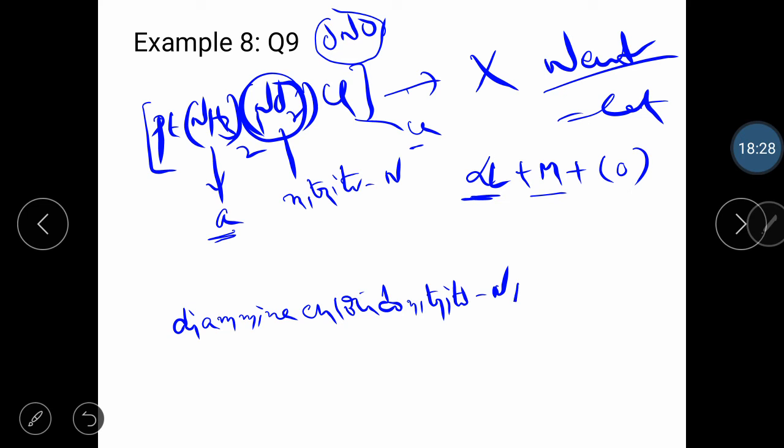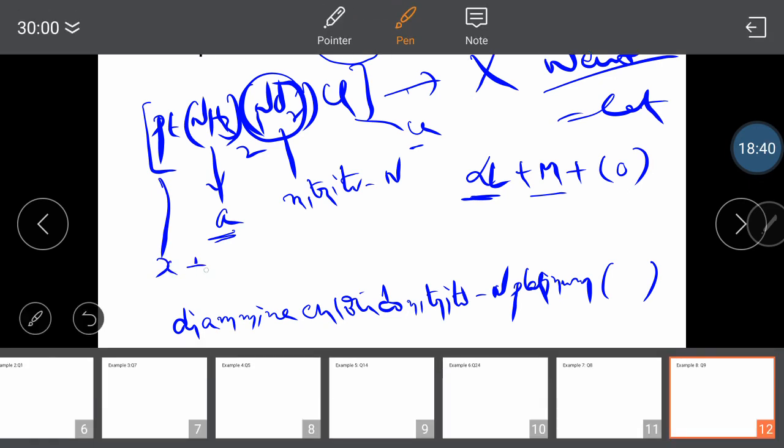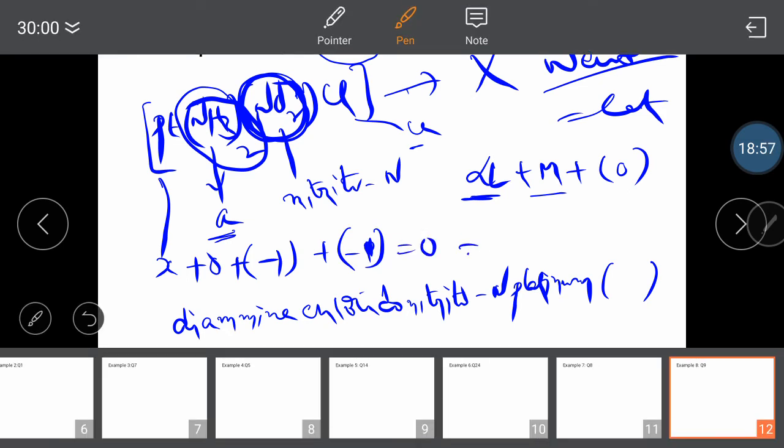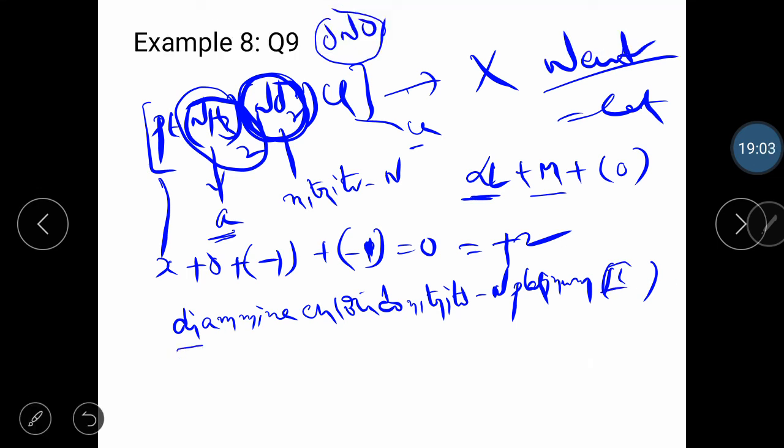What is the metal name? Platinum. Now, final one. What is the oxidation state here? I want X. Plus ammonia is 0 anyway. Nitrito is what charge? Check please. Nitrito is -1 charge. Cl is what charge? -1 charge. Total is equal to 0, so X is +2. Therefore, this will be Roman numeral 2. So the name will be diamminechloridonitrito-N platinum 2, the IUPAC name of this complex.